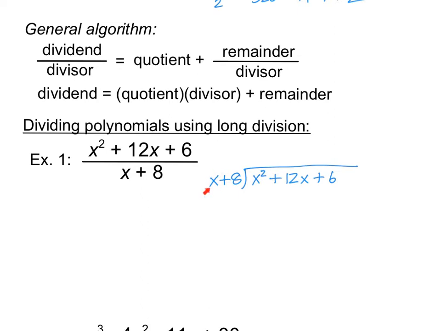So then we ask, x times what will be x squared? Well, x times x will be x squared. So you write the x over there, and then you distribute. So x squared plus 8x. Then you're going to subtract, but I'm going to put parentheses around that to make sure that we are subtracting the quantity x squared plus 8x. Well, x squared minus x squared is 0. 12x minus 8x is 4x. And just like before, we bring the plus 6 down here.